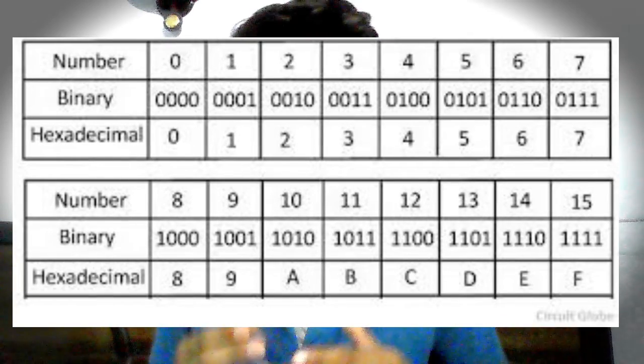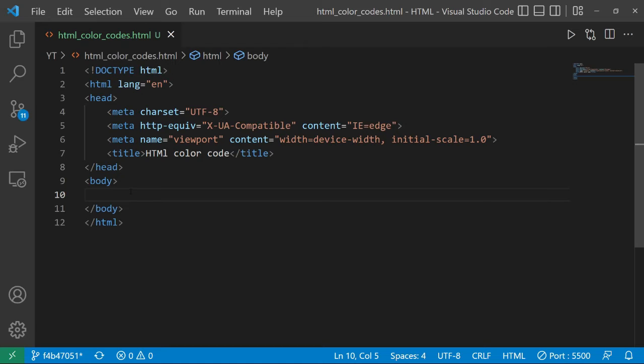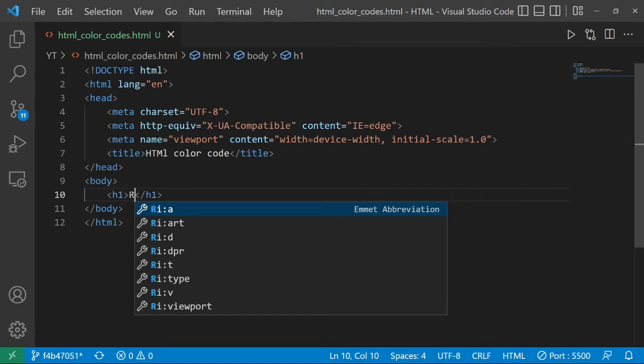Let us apply the hexadecimal color code in VS Code. Now let's apply the hexadecimal color code values. Similarly, we have applied the RGB color values. We are going to use the same heading, so type the H1 tag, H1, then enter. This is a heading.